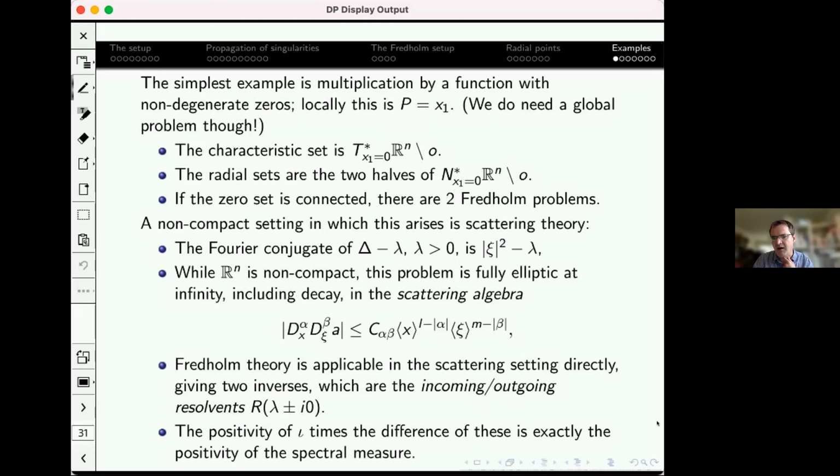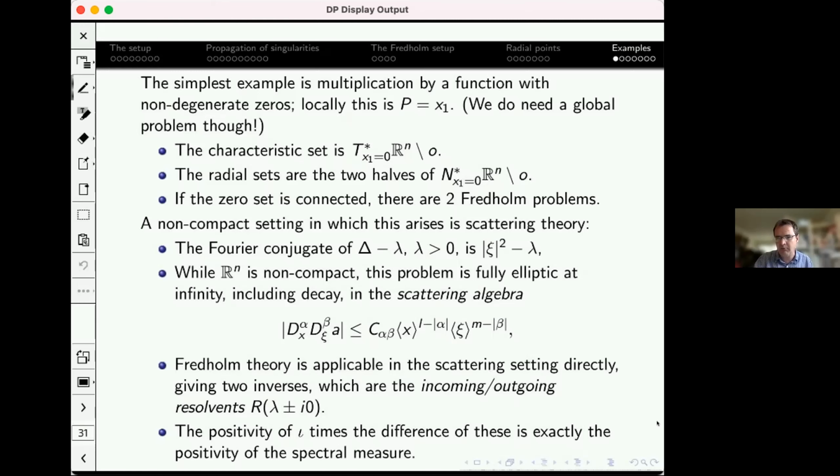Or you think of this maybe on R^n, but replace x1 equals 0 by psi squared minus lambda equals 0, where now I'm calling psi the base variable. This is the Fourier conjugate of the spectral family of the Laplacian. Lambda is positive. This is the sphere of radius square root lambda. And on R^n, on the Fourier transform side, the Laplacian minus lambda becomes a multiplication operator.